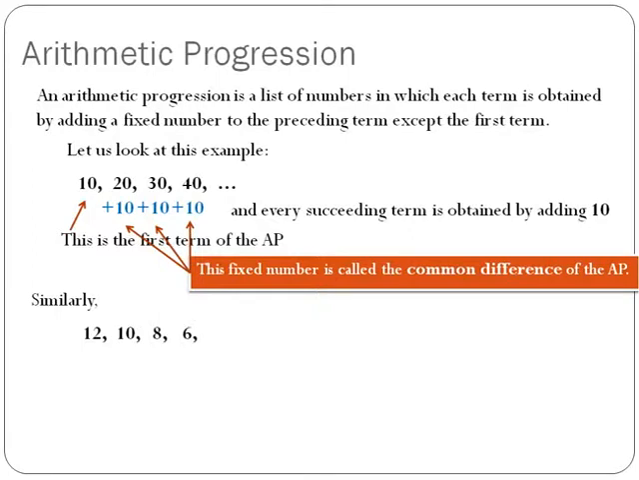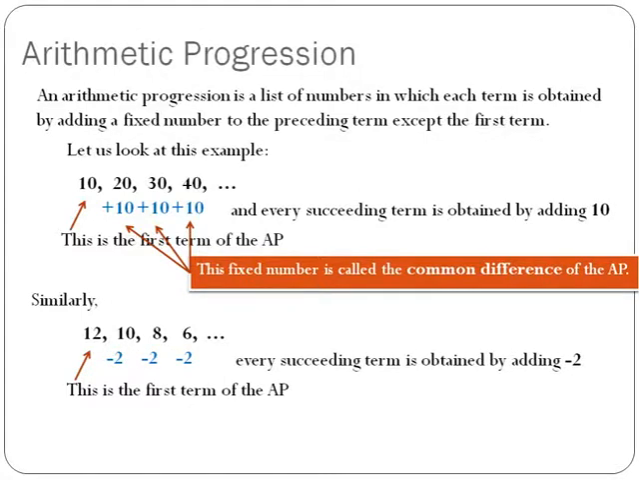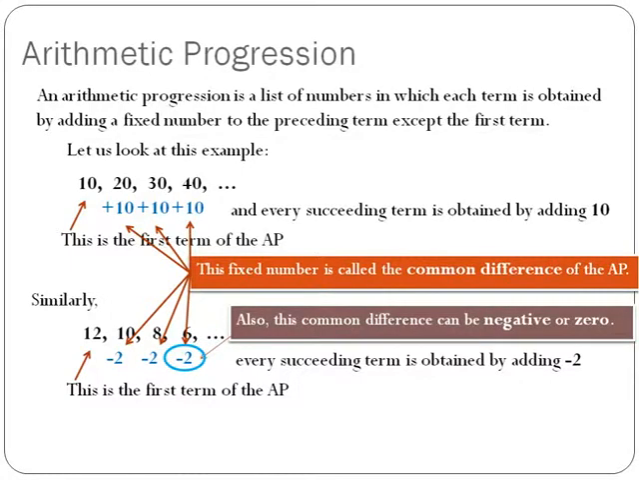Similarly, let us look at this series which is decreasing in order: 12, 10, 8, 6 and so on. 12 is the first term of this AP. Minus 2 is the common difference. Every succeeding term is obtained by adding minus 2. The common difference is negative here.